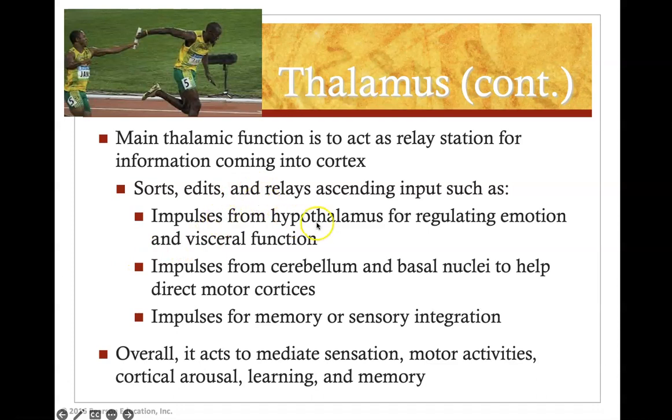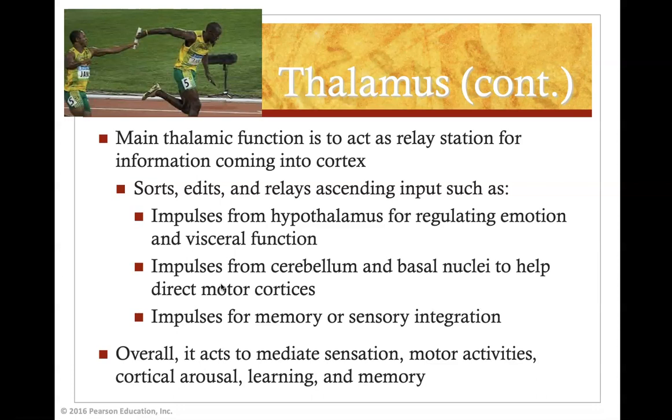So some of those impulses might need to go to the hypothalamus to regulate emotion or visceral organ functions, to regulate some of our organ functions. And we'll talk about this. This won't make sense till we talk about the hypothalamus in a minute, but the hypothalamus is going to be heavily involved with releasing lots of hormones, like tons of hormones.